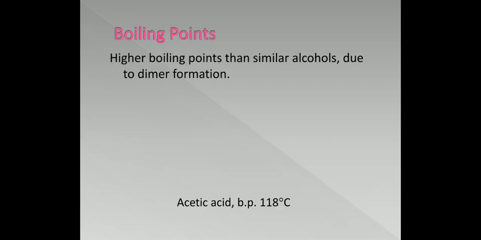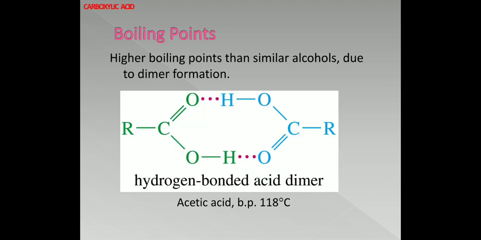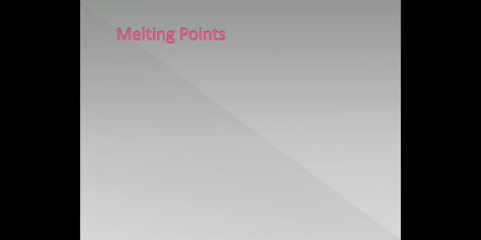Boiling point: higher boiling points than similar alcohols due to dimerization. When we observe the structure of this carboxylic acid, 2 carboxylic acid molecules are attached to each other by intermolecular hydrogen bonds. So that is called what? Dimerization. Because of this dimerization, its boiling point will be higher than the corresponding alcohols. Now, the boiling point of acetic acid is 118 degrees Celsius.